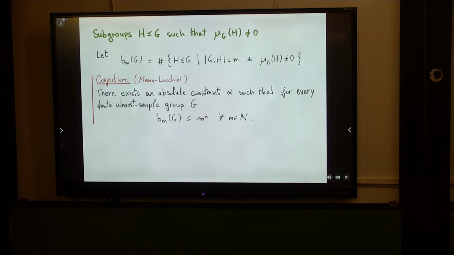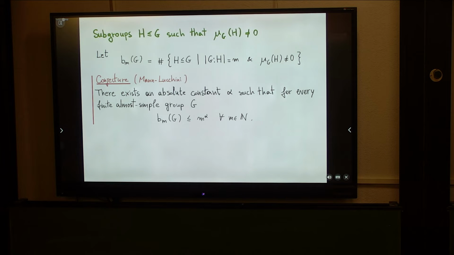Now I denote by b_m(G) the number of subgroups H such that the index of H in G is m and the Möbius function in H is different from zero. And here there is a conjecture that comes from the profinite context. Mann tried to study these, so there are some works from Mann and also Shalev that try to relate the Möbius function to the probability. They study the probabilistic zeta function associated to positively finitely generated profinite groups, and they formulate some conjecture, a famous conjecture that can be reduced in this way.